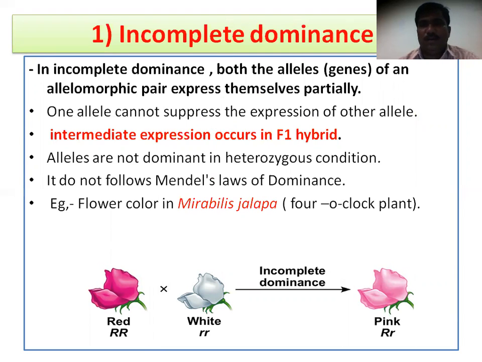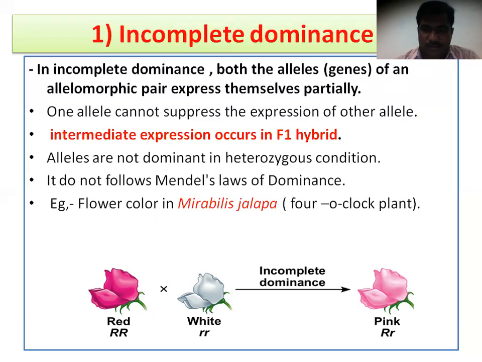First is incomplete dominancy. So what is incomplete? Not complete dominance. Mendel states that the characters appearing in the F1 generation are the dominant characters. Okay. So incomplete dominancy and codominancy do not follow the rule of Mendel. These two phenomena are exceptions to the law of dominancy. So what is incomplete dominancy?